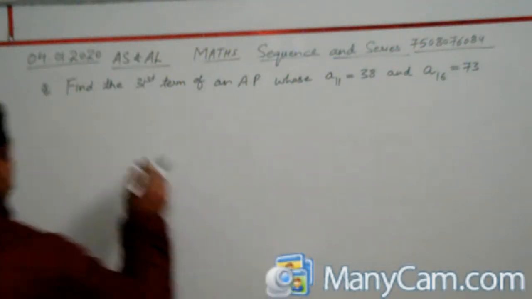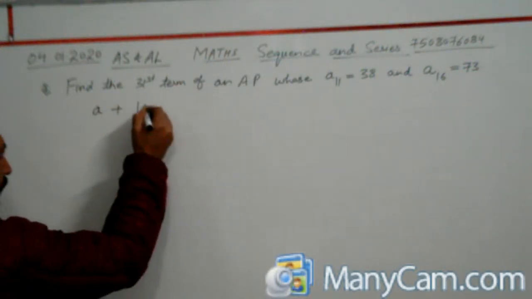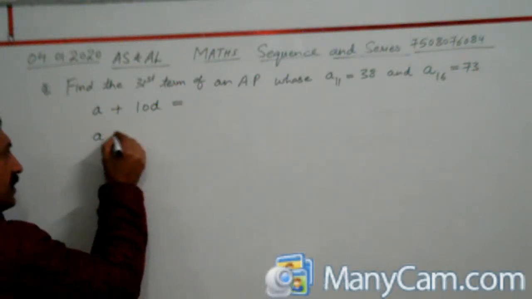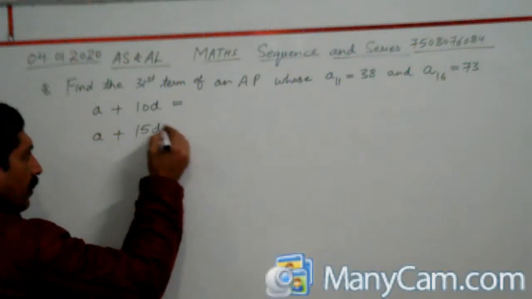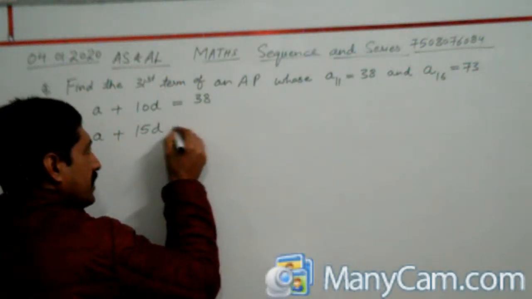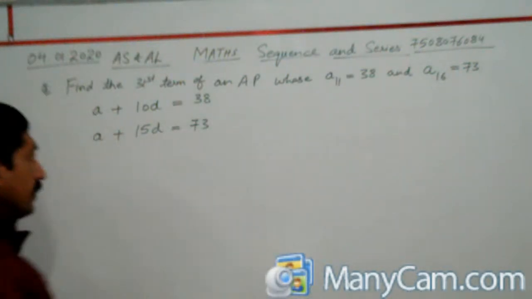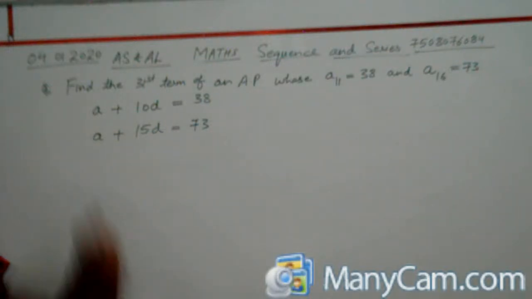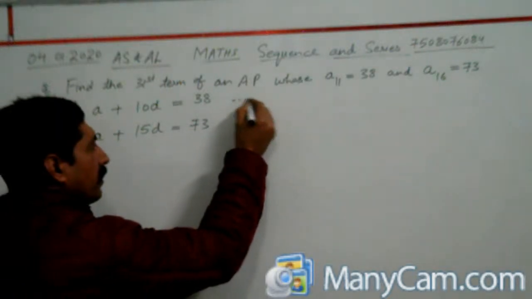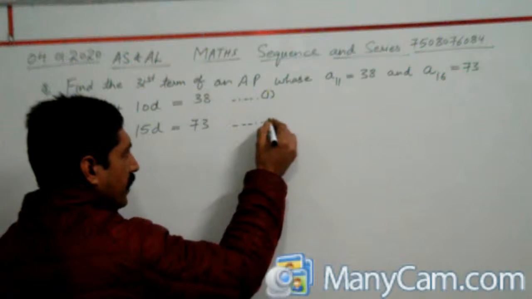Here we have to start with 11th term. 11th term is a plus 10d, and the 16th term is a plus 15d. One is given here to 38, and the next that is given here to 73. Right? So we will get elimination. A and A get eliminated. These two equations, this is equation number 1, and this is equation number 2 here.